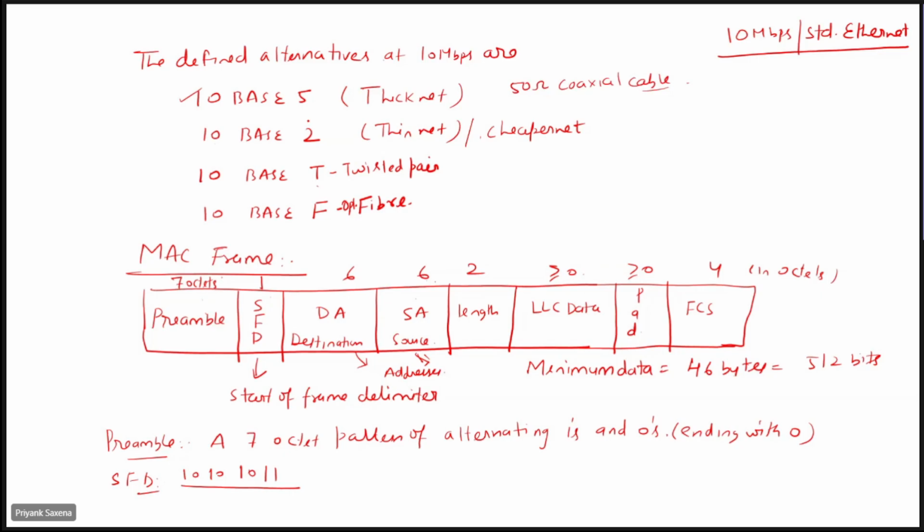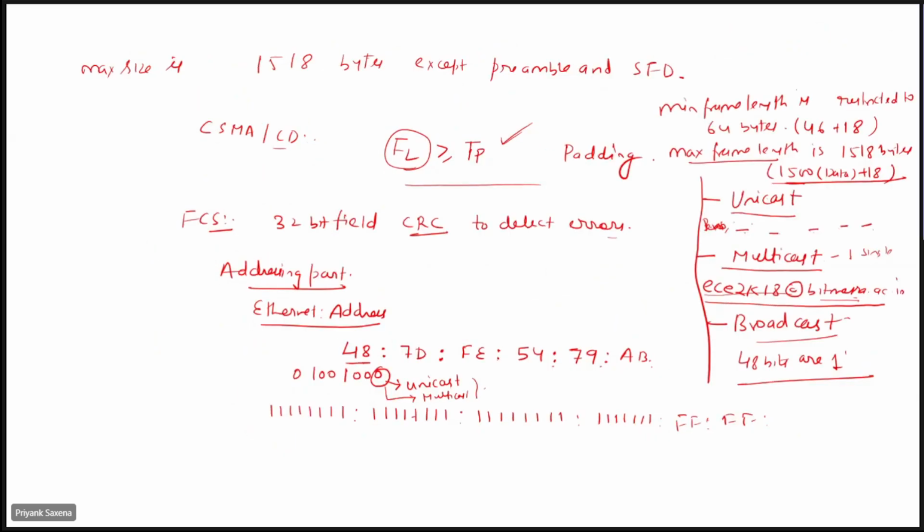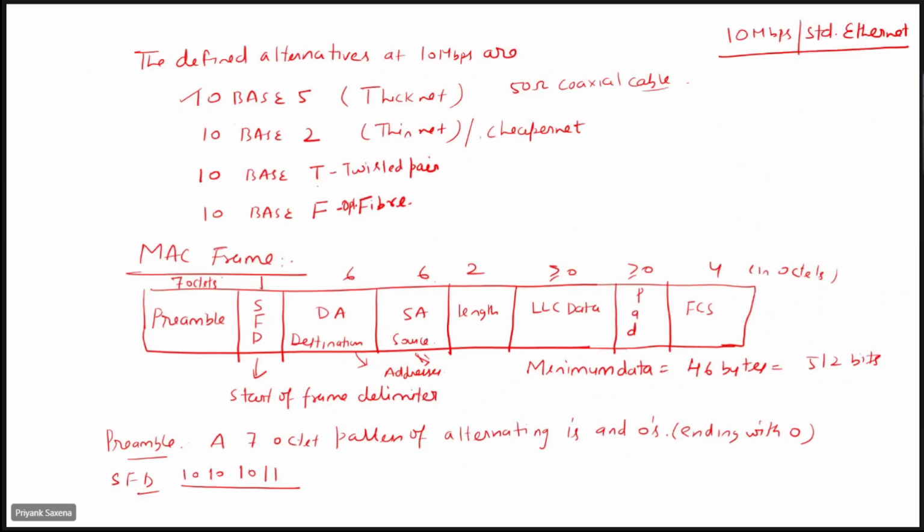So this 10Base5 is also known as thicknet. It provides a data rate of 10 Mbps, baseband signaling is used, and the cable length is 500 meters. It uses bus topology, and it uses a 50 ohm coaxial cable.